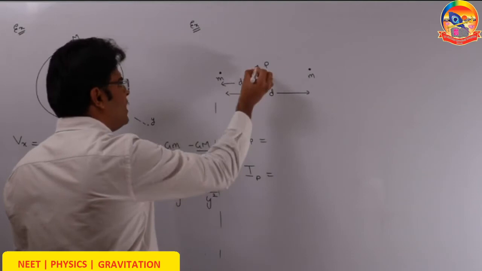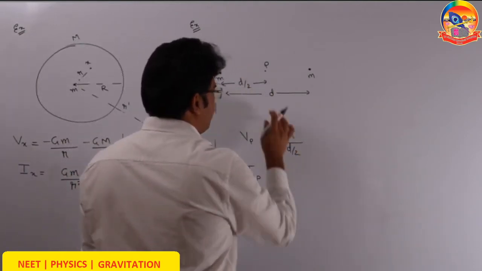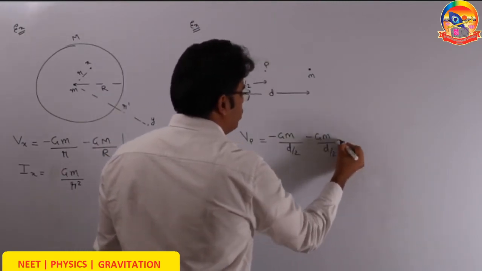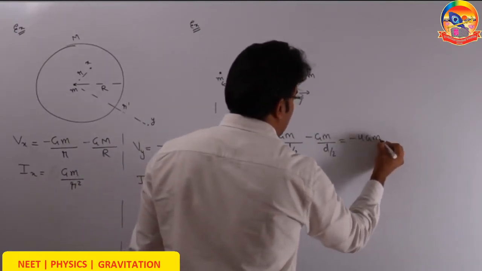So the potential at P because of the first mass will be minus GM upon d by 2. The potential at P because of the second mass will also be minus GM upon d by 2. So this becomes minus 2GM by d minus 2GM by d, that becomes minus 4GM by d.